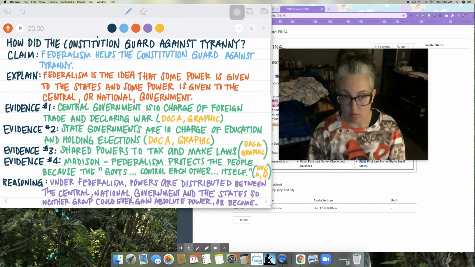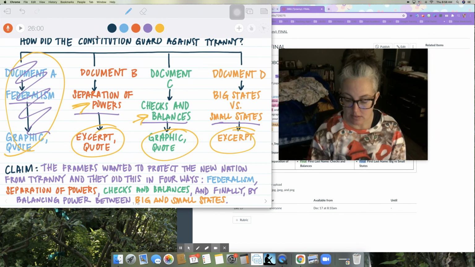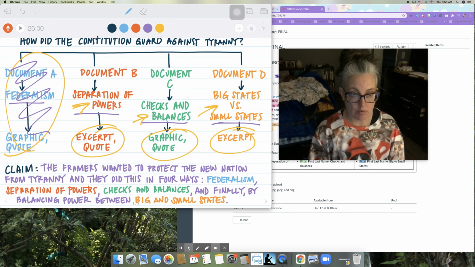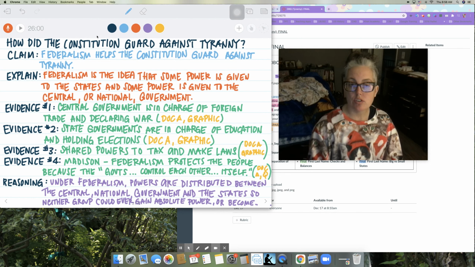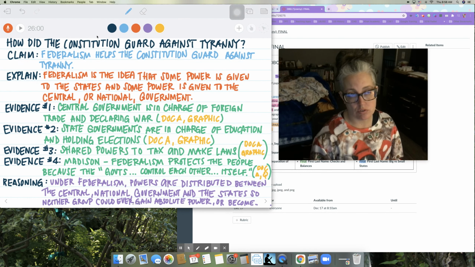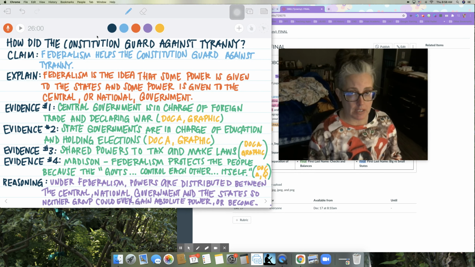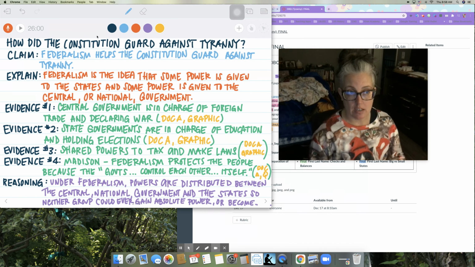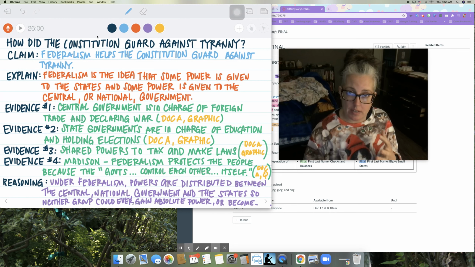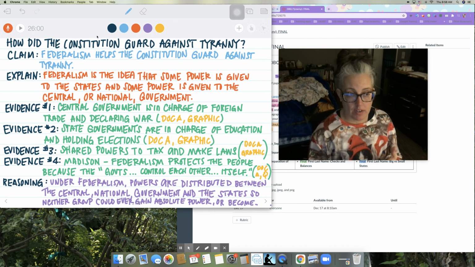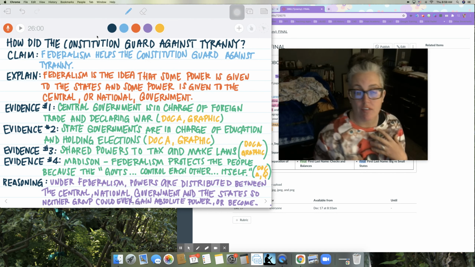Okay, so then whichever one you choose to do, whether it's separation of powers, checks and balances, or big versus small states, whichever one you choose to do, then you are going to do an outline. Now, this is how I chose to do an outline. If you choose to do your outline differently because you learned a different way in your ELA class, then by all means do that. I just want to be able to see your claim. I want to see an explanation of what that aspect of the Constitution is, your evidence, and your reasoning.